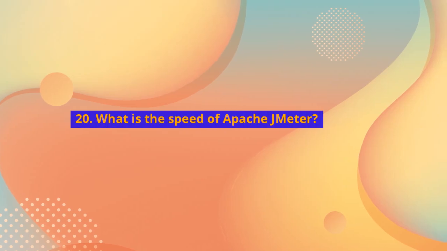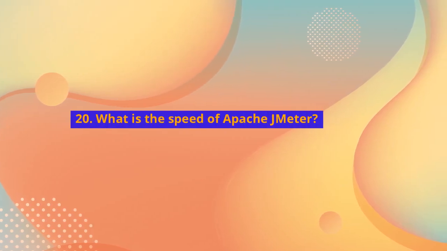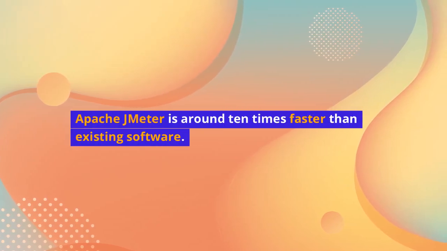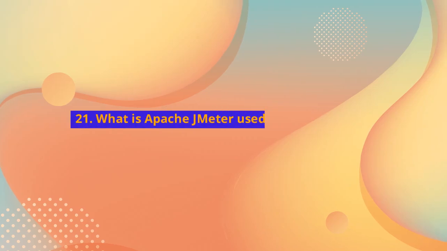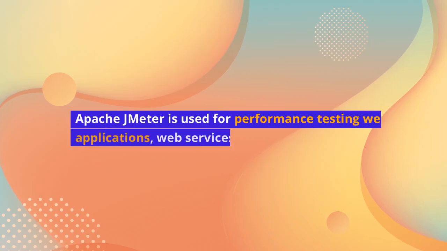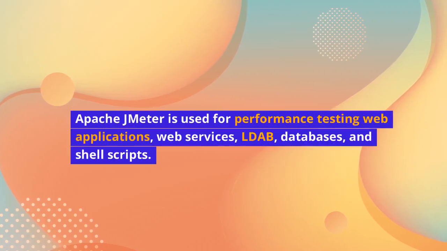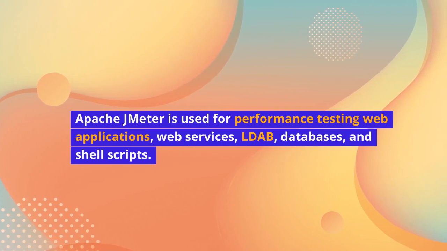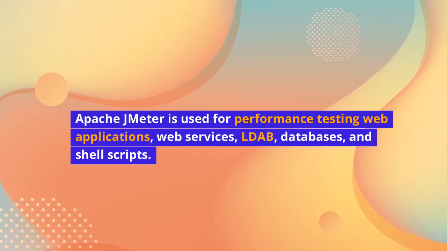20. What is the speed of Apache JMeter? Apache JMeter is around 10 times faster than existing software. 21. What is Apache JMeter used for? Apache JMeter is used for performance testing web applications, web services, LDAP, databases, and shell scripts.